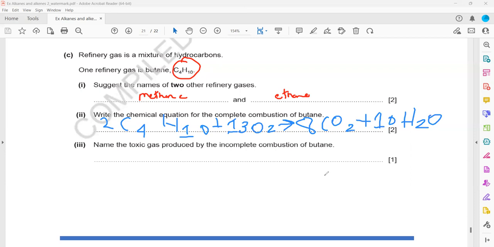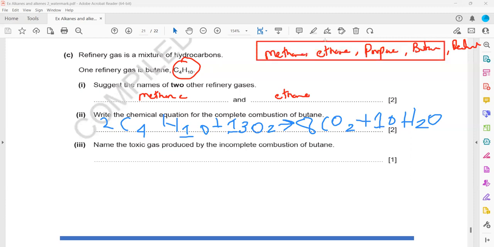Chemical equation for combustion, give. Why are others wrong? For example, when we talk about alkanes, the first member is methane, the second member is ethane, the third member is propane, the fourth member is butane, and the fifth member is pentane. The first 4 members are gases. So suggest the name of other gases. Then pentane is not a gas, it is a liquid. That's why if you write pentane, it is wrong.